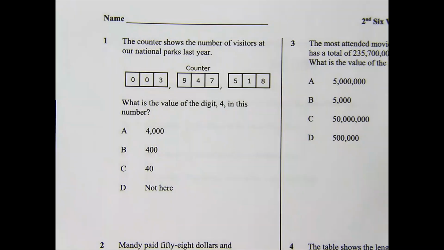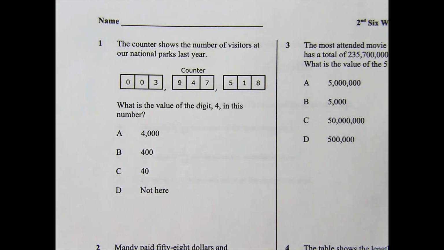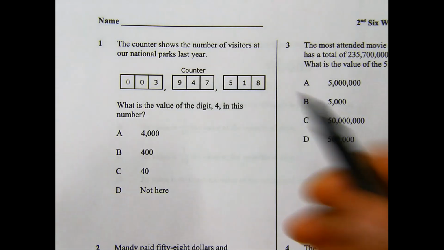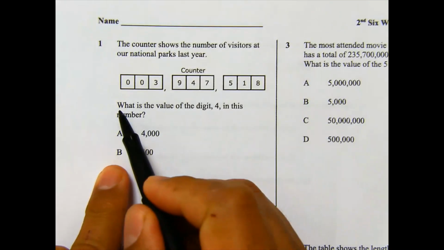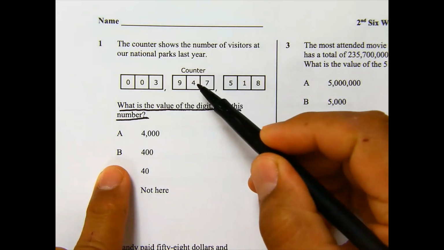Today we'll be working on the second 6 weeks review. The counter shows the number of visitors at a national park last year. What is the value of the digit 4 in this number? So to find the digit 4, this is our question. The 4 is right here.